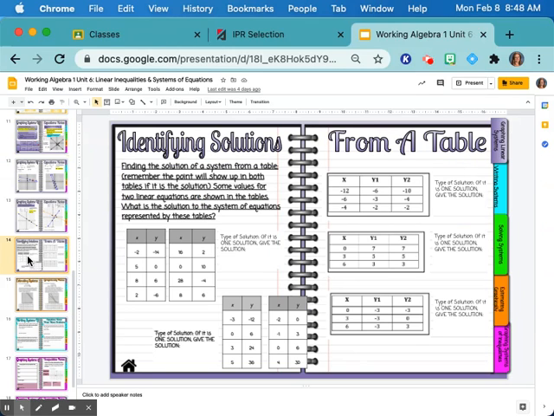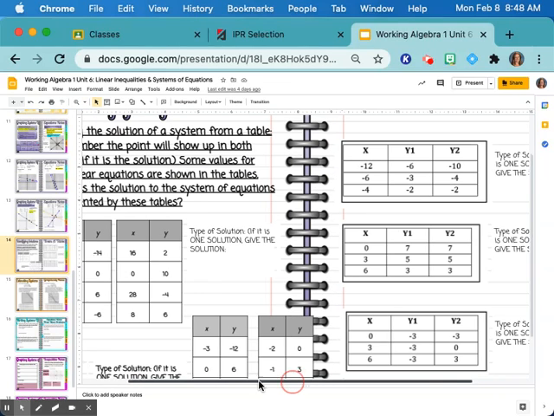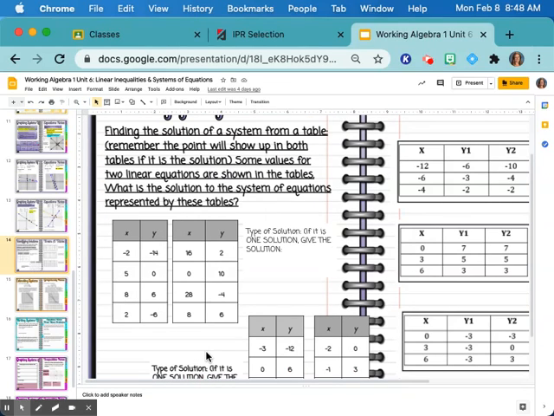So on slide 14, we're identifying solutions from a table now. So finding the solution of a system from a table, remember the point will show up on both tables if it's a solution. Some values for two linear equations are shown in the tables. What is the solution to the system of equations represented by these tables? So I'm going to zoom in so we can look at it. We're going to use our scribble tool to find our solution.